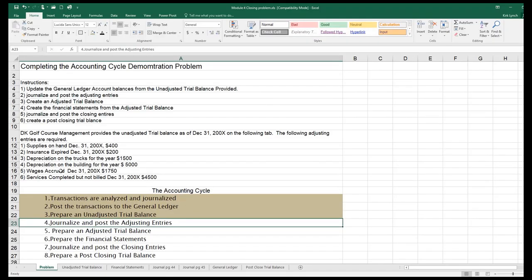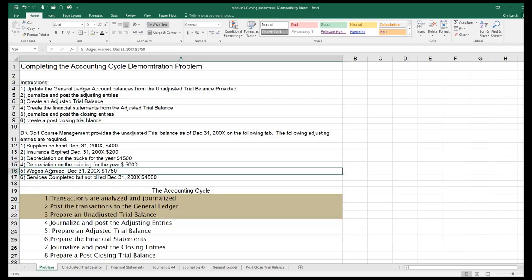Our next adjusting entry is one that we've seen before. And by the way, all these adjusting entries were just review from Chapter 3. But this is when people earn wages and we're not going to pay them until the following accounting period. And so we have to do an adjusting entry that shows the expense that we've incurred and a liability to pay them in the future. And again, they give us the amount here, $1,750.